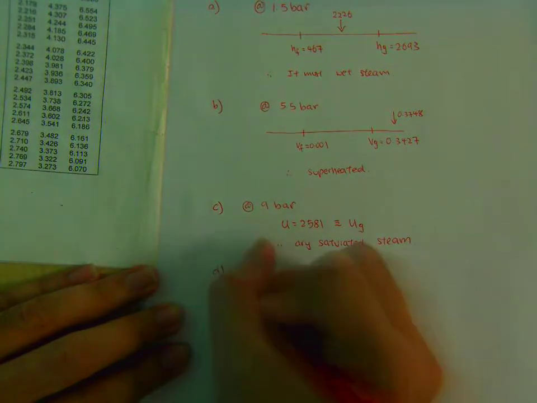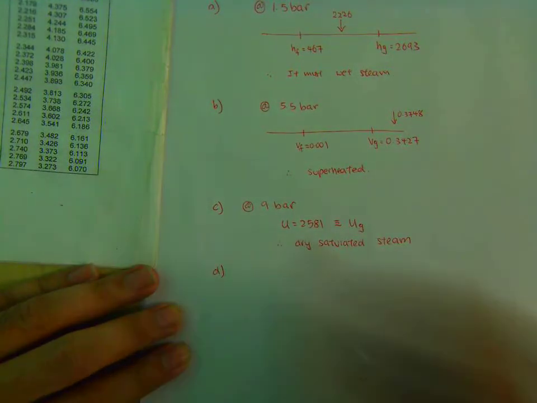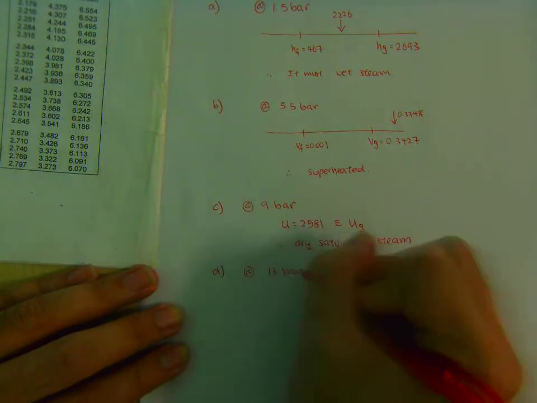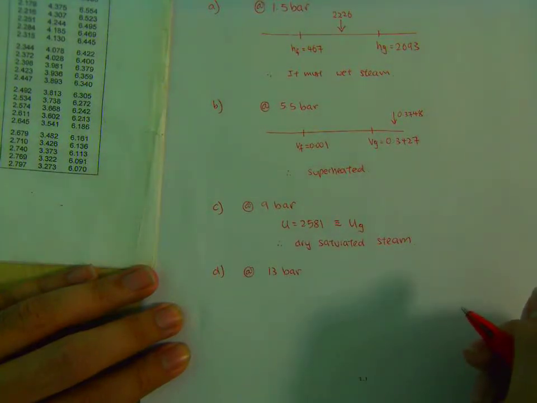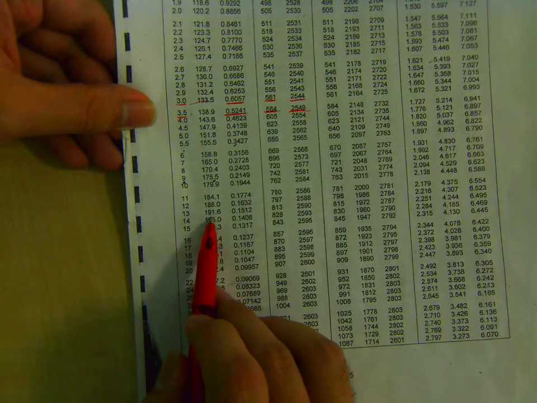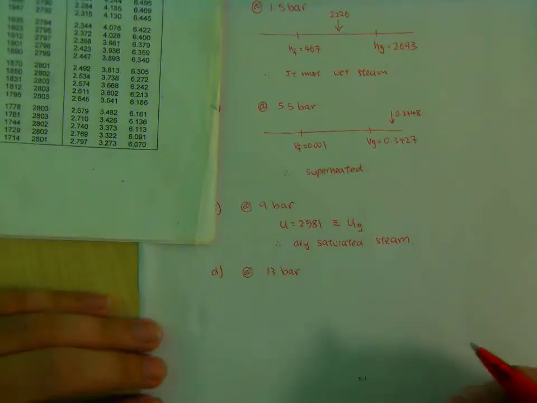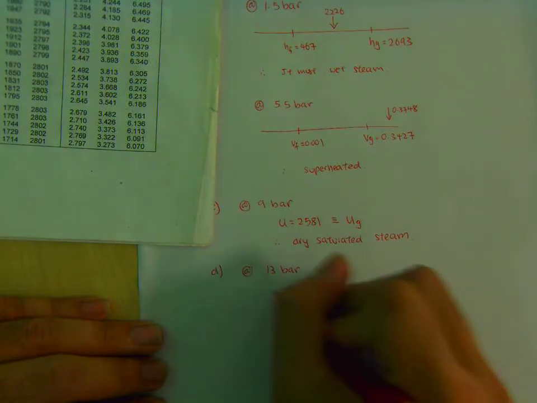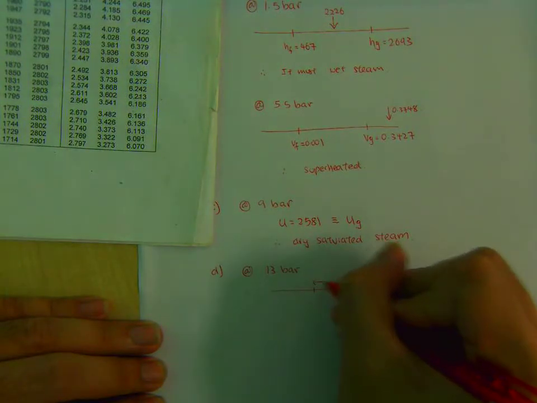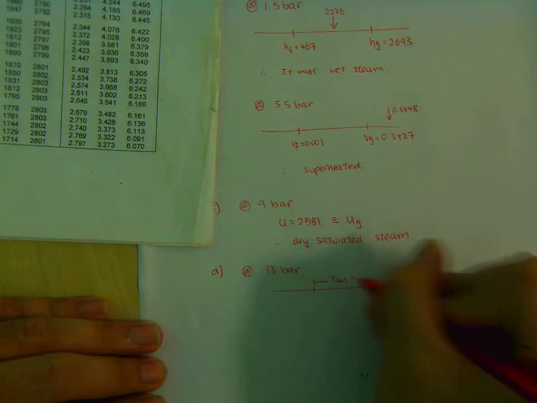For D, it is at 13 bar. The value given to us is temperature 171.6. So let's go to 13 bar. The Tsat is 191.6. For temperature it's more special. At 13 bar the Tsat is 191.6, meaning all of this here will be Tsat, which is equal to 191.6.